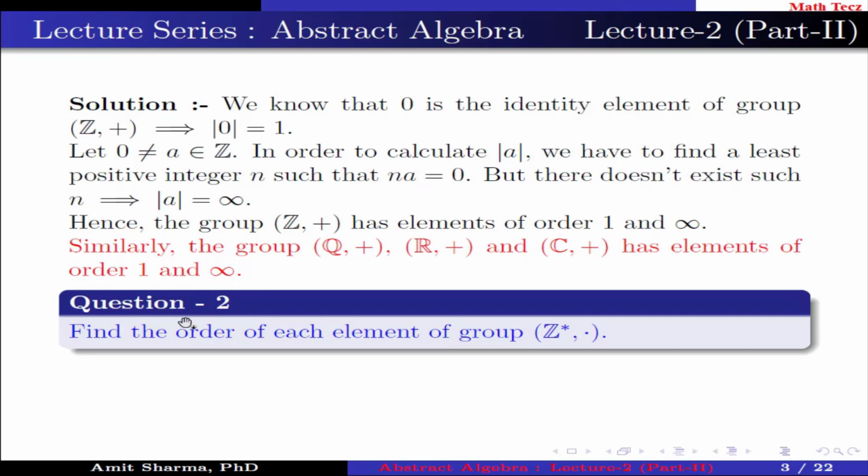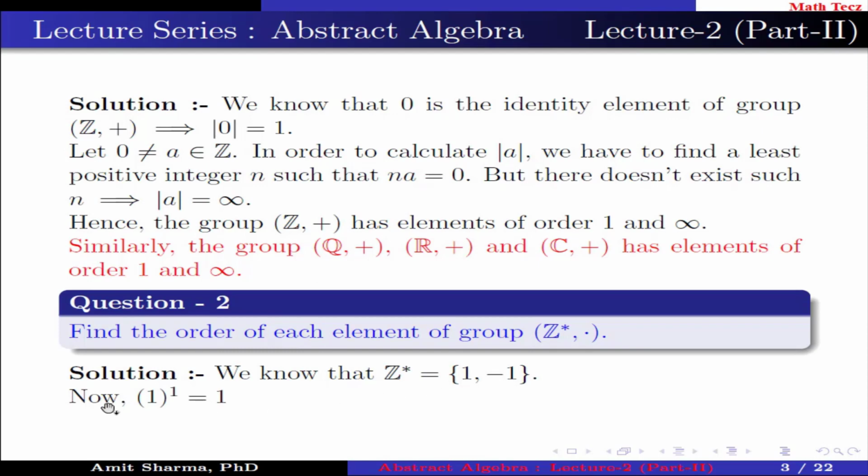Question number 2. Find the order of each element of group Z star under multiplication. We know that Z star contains the elements 1 and minus 1. Now, 1 raised to the power 1 equals 1, implies order of 1 is 1, and minus 1 squared equals 1, implies order of minus 1 equals 2.